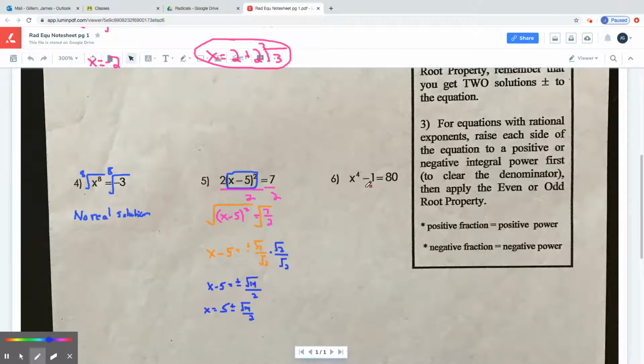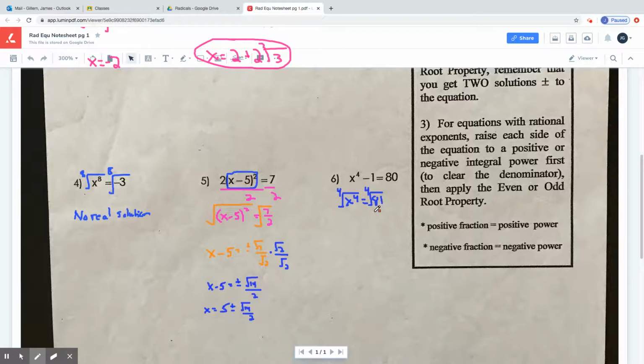All right. This one, we first need to add 1 to both sides, and we get x to the 4th equals 81. So it's x to the 4th equals 81. And then I'm going to take the 4th root of both sides. All right. And now 81. Hopefully you know that this is actually something that goes in evenly.